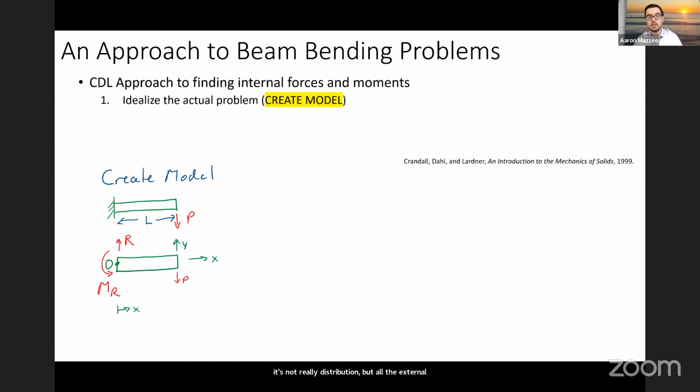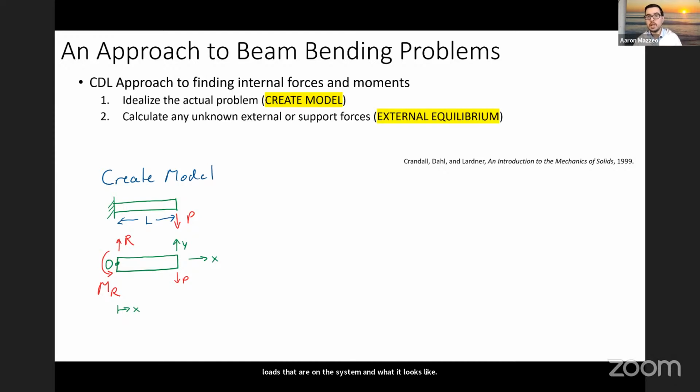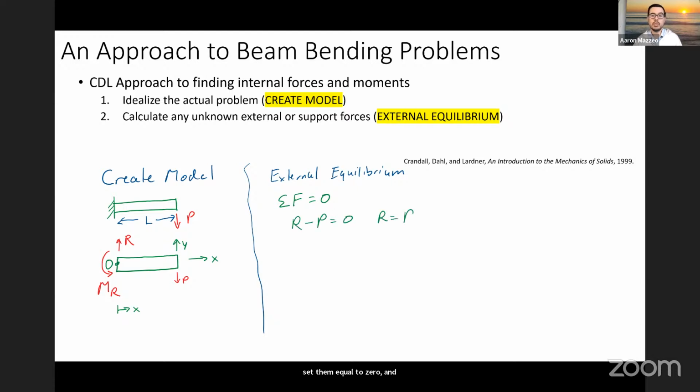And we perform external equilibrium, which is the next step. And so for that, what are we going to do? We're going to sum the forces, set them equal to 0. And we're going to be able to understand, okay, this reaction R has to be equal to P. We'll sum the moments about a given location, and we'll see that we can calculate what MR might be. And MR here, this reaction moment, is equal to PL.